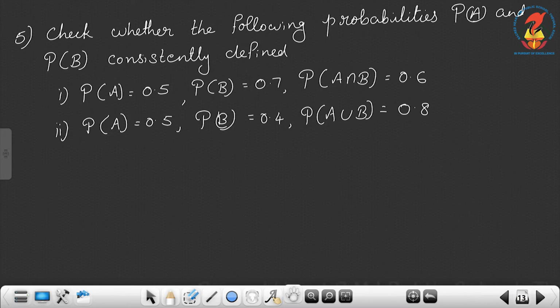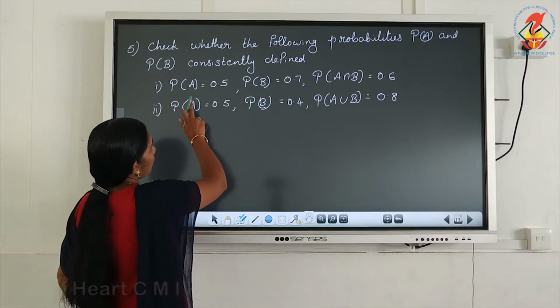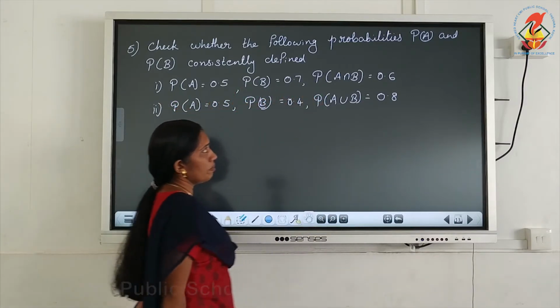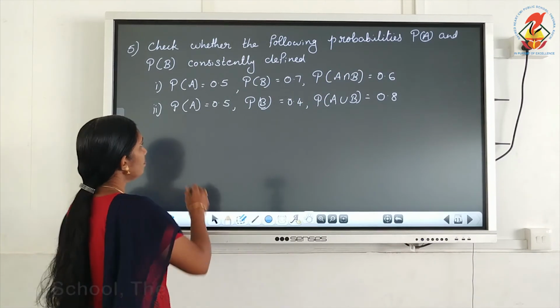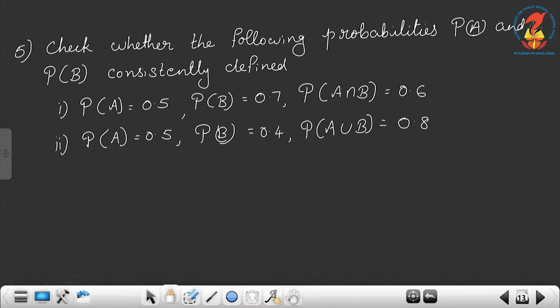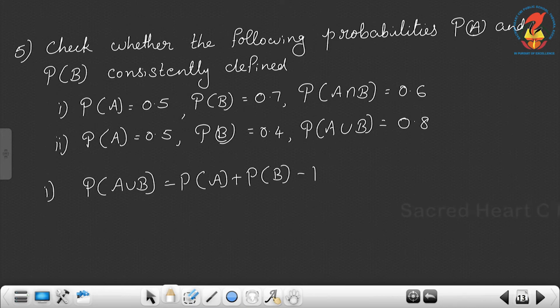Now the next one, check whether the following probability is consistently defined. First case, P of A, P of B, P of A intersection B is given. Is that correct? That's the question. From this we can calculate P of A union B. P of A union B is P of A plus P of B minus P of A intersection B. That is possible to find.